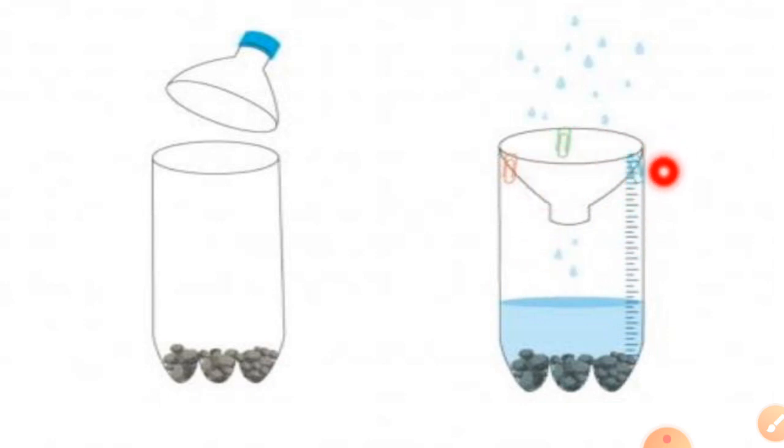You can place this instrument in your garden or on a terrace when rain comes. So it collects some water in it, and you can determine the quantity of the rainfall, okay. So you can do it at your home.